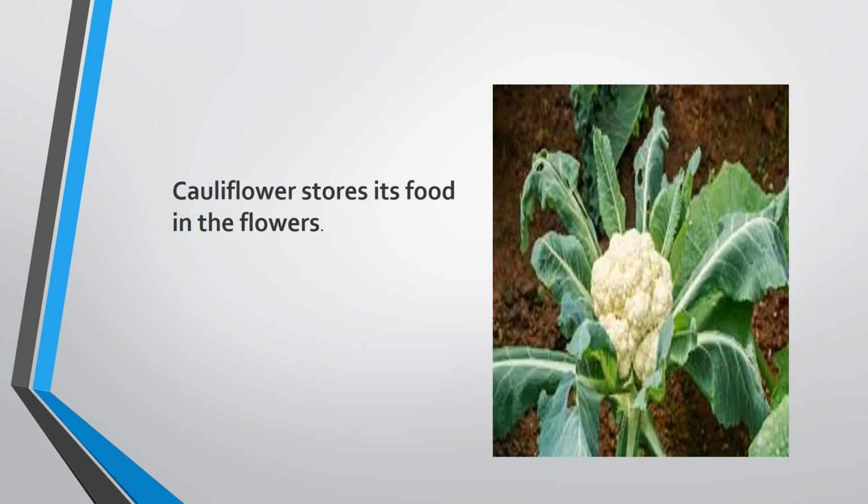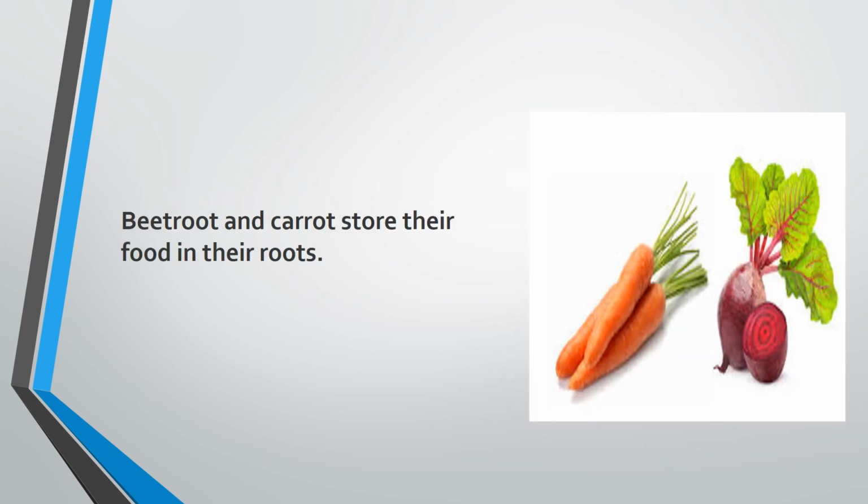Now cauliflower stores its food in flowers. So this flower we eat as a vegetable. So cauliflower stores its food in the flower. Now beetroot and carrot store their food in their roots. So we know that carrot and beetroot are examples of food storing roots. So the plants of carrot and beetroot store their food in their roots.